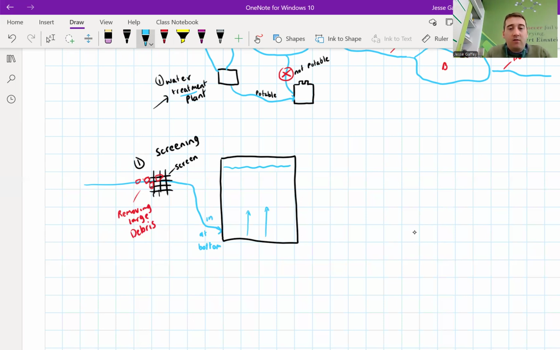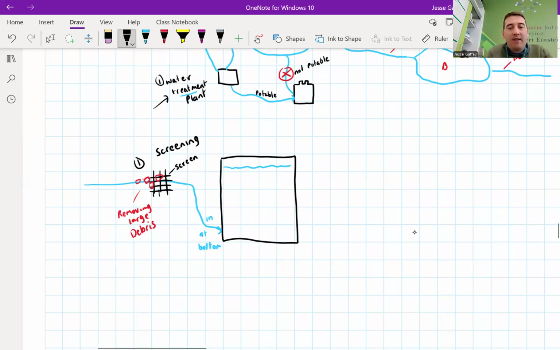Now, sorry, I'm trying to roll back. Yeah, okay. So eventually it fills in, it goes all the way to the top, as you can see here. It fills up this tank. And once it's filled up this tank, then what happens is it's allowed to sit there. It's allowed to sit there for maybe 2 to 3 days.